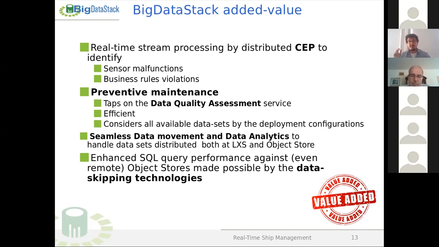Third, the seamless data movement and data analytics, offering a scalable way to query fresh and historical data that reside in two different physical storages, and enhanced SQL query performance via data skipping technologies from IBM.